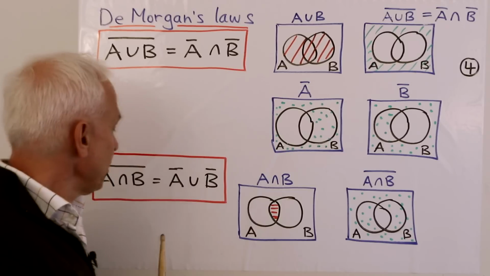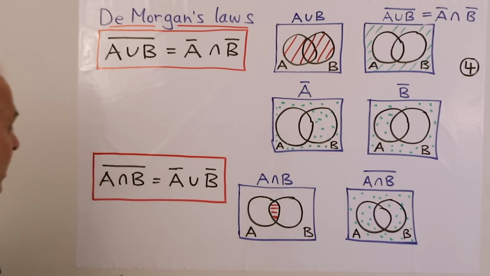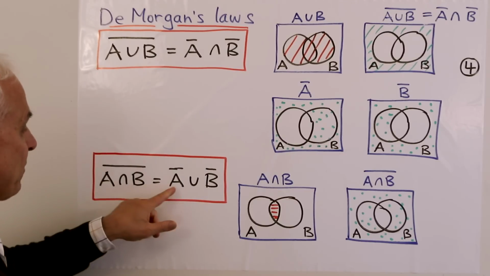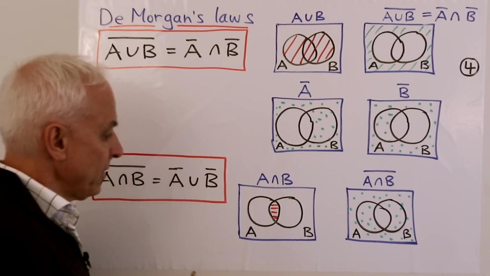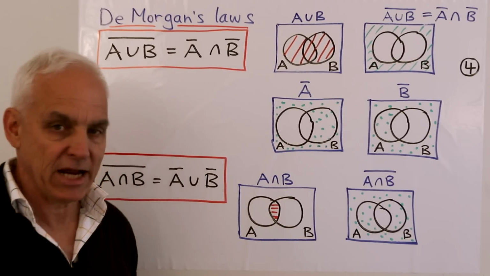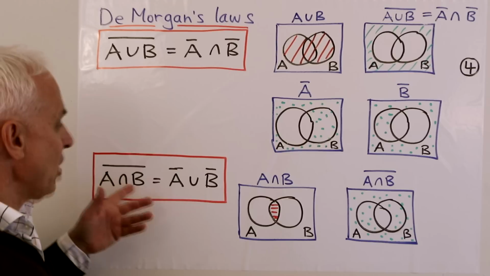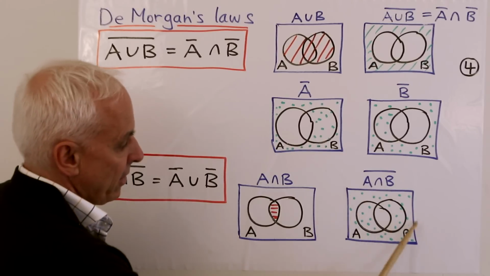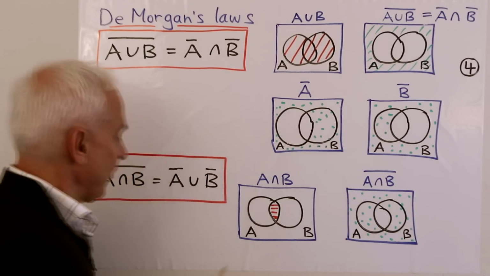And the other law, which is just like it except that the roles of the intersection and the union are interchanged, is that the complement of the intersection of A and B is the same as the complement of A union the complement of B. So let's have a look at that again. Here's A and B, and there in red is the intersection of A and B. And then its complement is everything outside that, represented here. There's the intersection, and everything outside that is all the green dots.